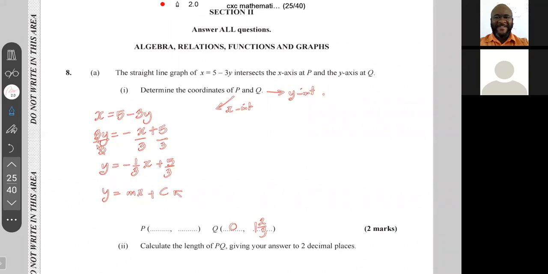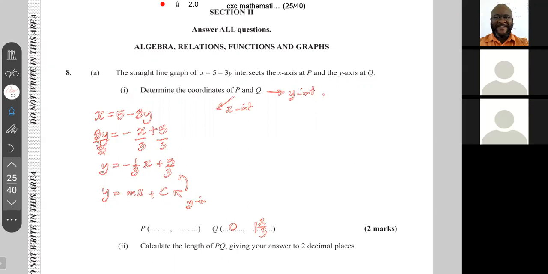So Q is 0, 5 over 3, or 0, 1 and 2/3. That is Q, which is the y-intercept. So 0, 5 over 3 is the coordinate of the y-intercept. What we need now is P, which is the x-intercept.